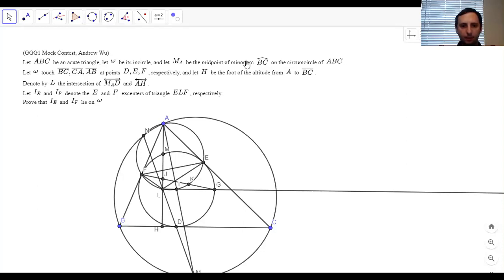Yeah, that might be a better way to do it. So yeah, I agree. But I'm trying to show that J is the incenter.